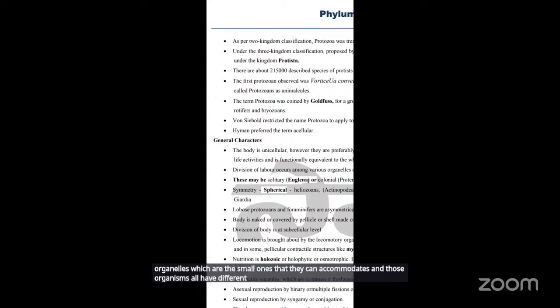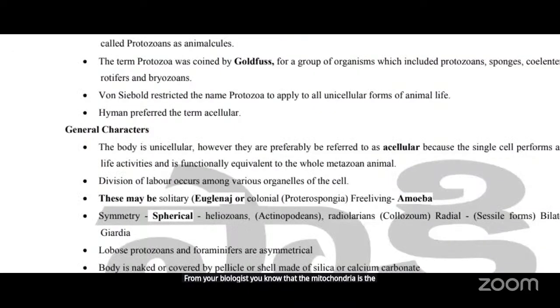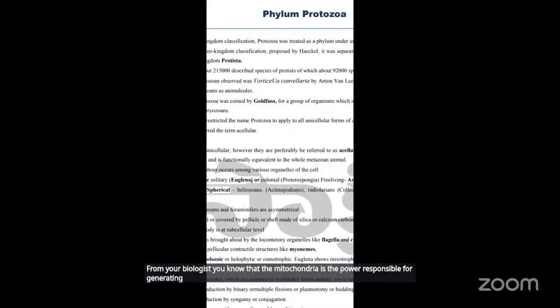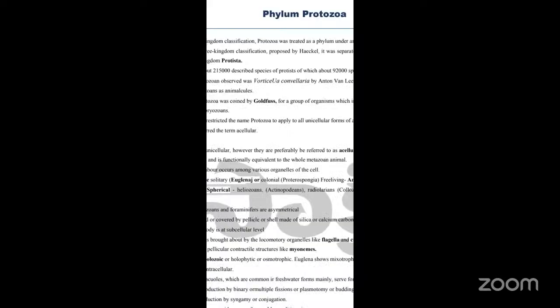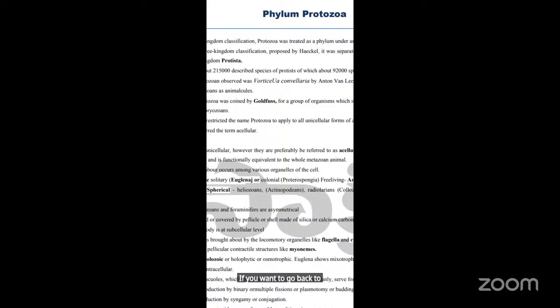Like from your biology, you should know that the mitochondria is the powerhouse of the cell, responsible for generating energy. They all have their own functions. The nucleus is for housing DNA, things like that. If you want to go back to as basic as it is, the cell wall protects the cell. They all have their own functions.